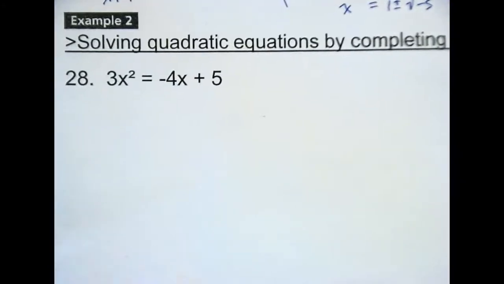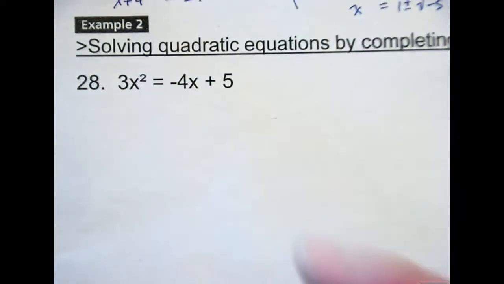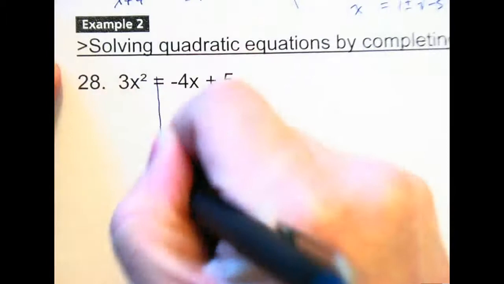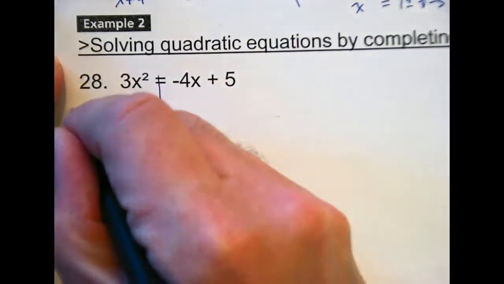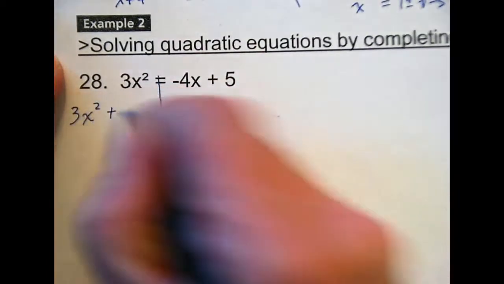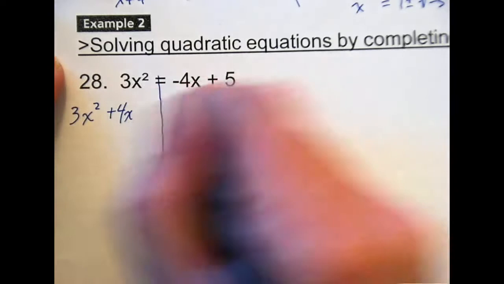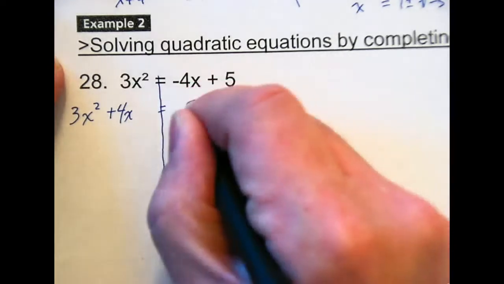All right, when A is not 1. A is not 1 here. First step, tell your neighbor what you're going to do first. You have to divide by A to get... Oh, man, you're jumping ahead to the second step. All right, what's the first step? Heard a bunch of you say the second step. First step: add 4x. Yep, get the x and the x squared on the same side. So we have 3x squared plus 4x equals 5.